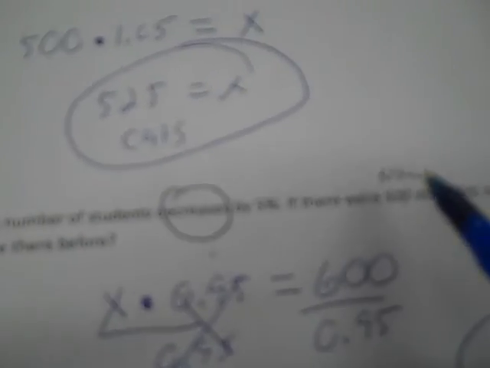Okay. And also these top two, the 500 is cats, so that would be the label of the answer. And here the 600 is students, so that would be the label of that answer. Okay.